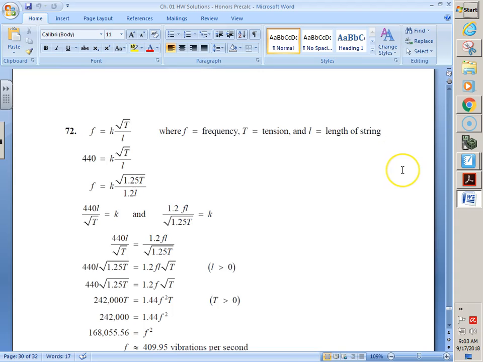Okay, 72 was messy in the translation. Did you guys get that? Like the interpretation, translation part was hard?